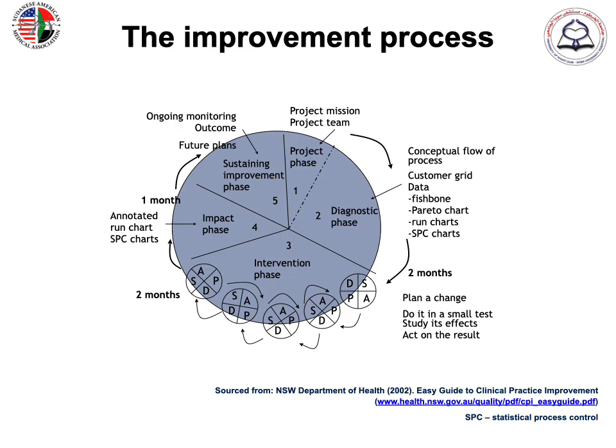The improvement process goes through different phases. The initial phase is the project phase and team creation and initiation. Then the diagnostic phase, which will be followed by the intervention phase. Then we have to measure the impact, and finally, if there is improvement, we need to sustain this improvement.